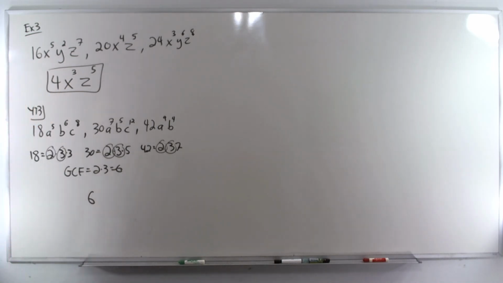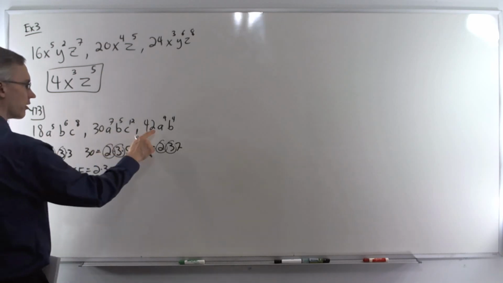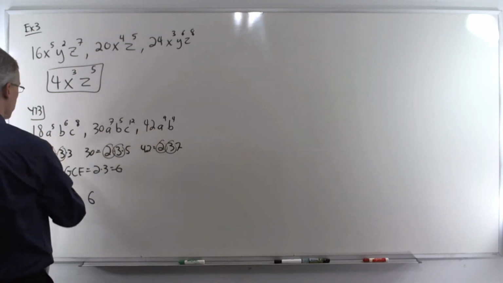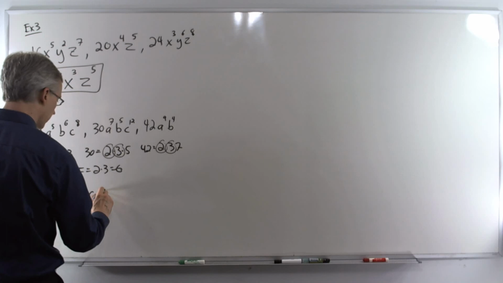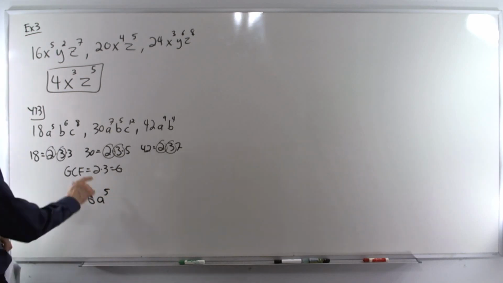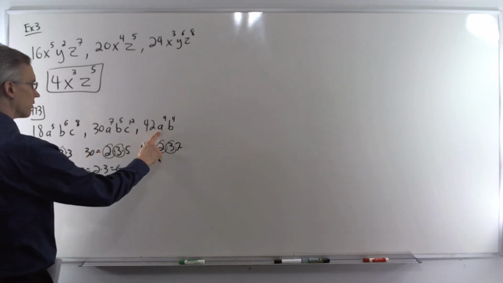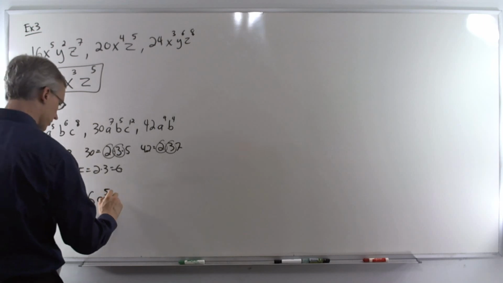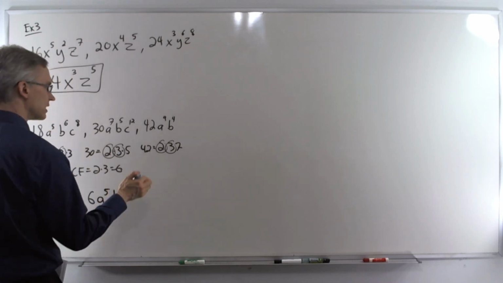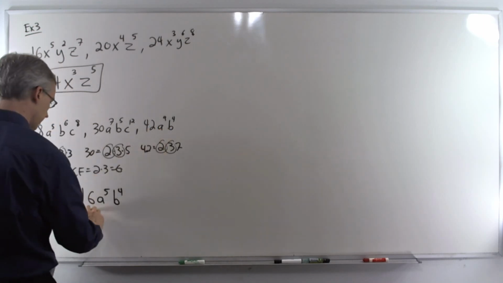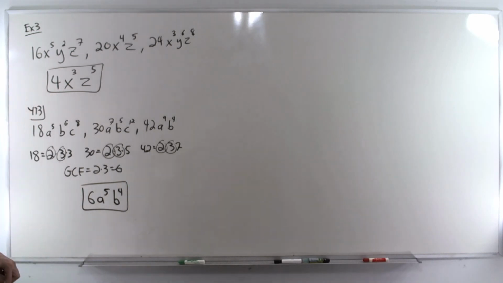All right, now we'll look at the variables. We got an A in all 3 of them. So we'll select the smallest exponent, and that is 5. So a to the 5th. The B's, we've got the smallest exponent of 4, so b to the 4th. And the C's, there's no C over here, so that's excluded. 6, a to the 5th, b to the 4th. All right, part B.